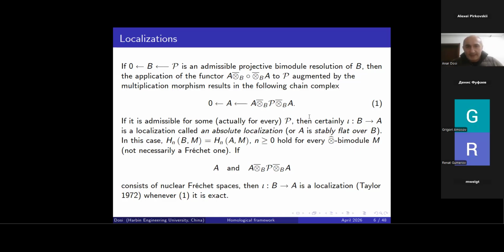Well, there is another way. Sometimes verifying this condition is a bit challenging, but we can do the following. That's a result due to Taylor. If we have nuclear Fréchet spaces, and all the stuff here is nuclear, and this complex is just exact, then the mapping is a localization. That's a result due to Taylor from his original paper about the general framework.